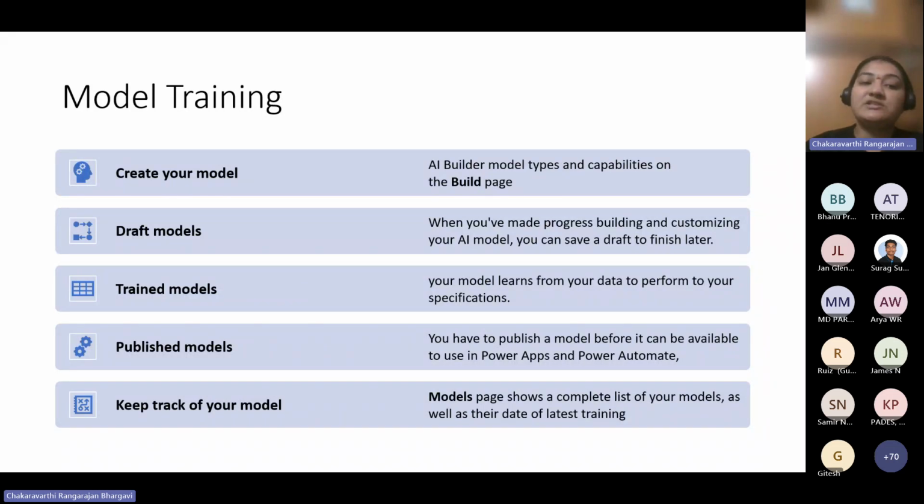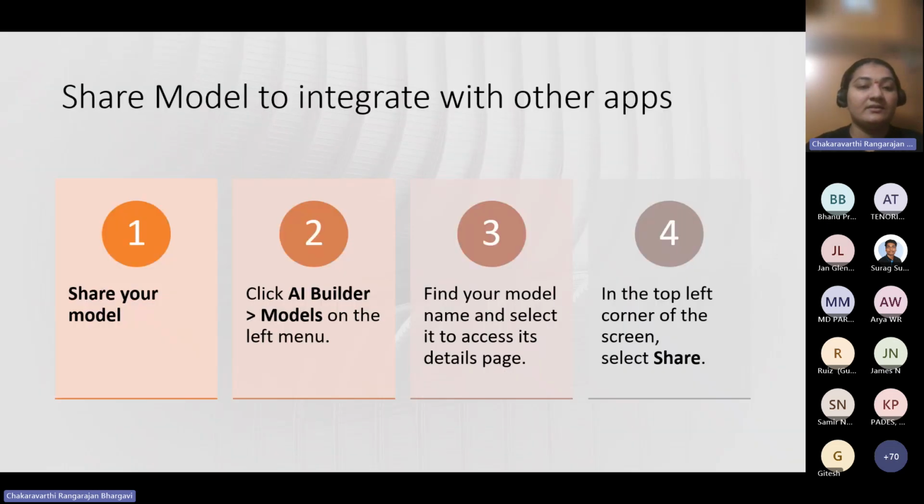You also have trained models from which you can get the specifications, and then you would be publishing the model. You can publish it either in Power Apps or Power Automate, then share the model and keep track of it as well. The model that you created will also be available under the models page, the same page where the pre-trained models are available.